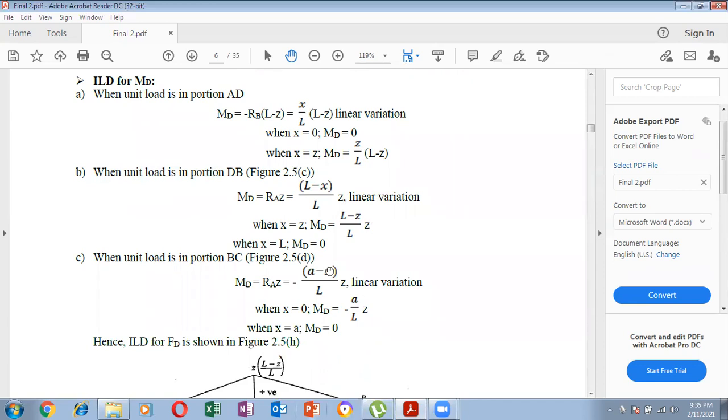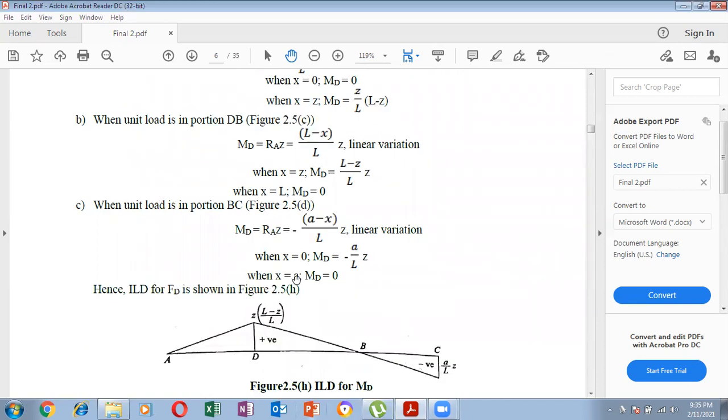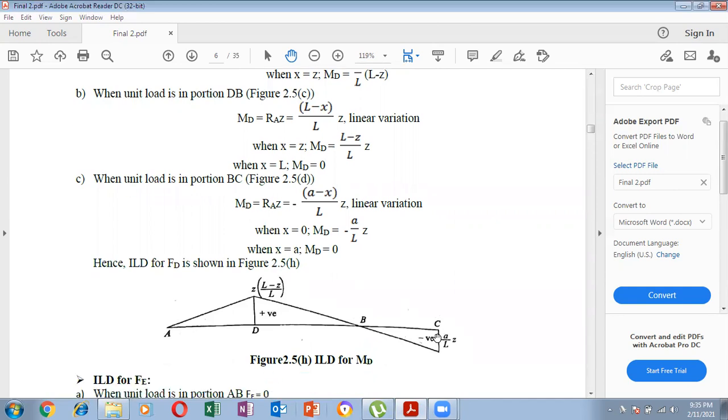So plotting all these values, Z by L into (L minus Z) by L, which is in the positive direction, and in the overhanging portion it is minus A by L.